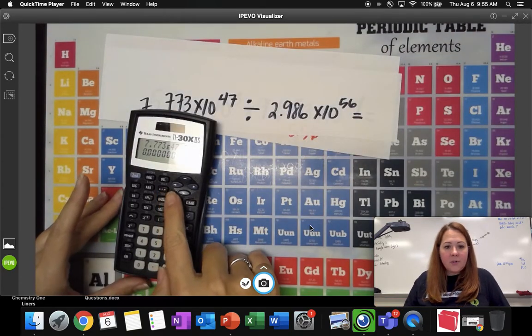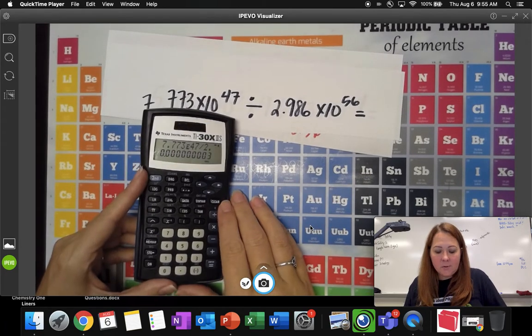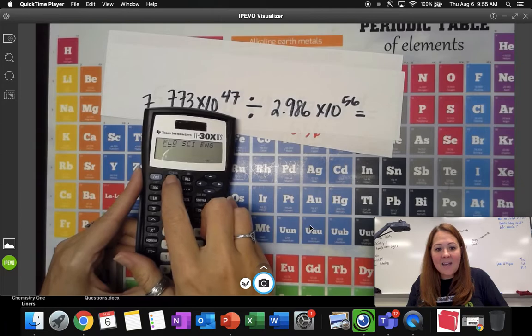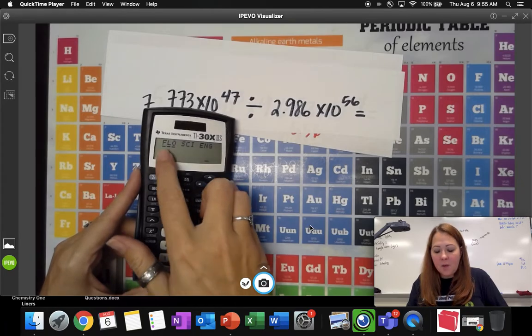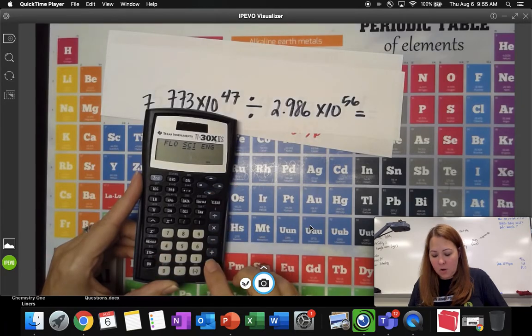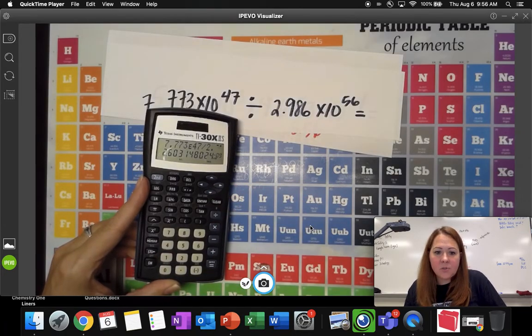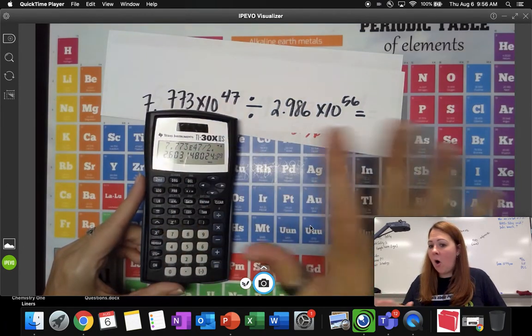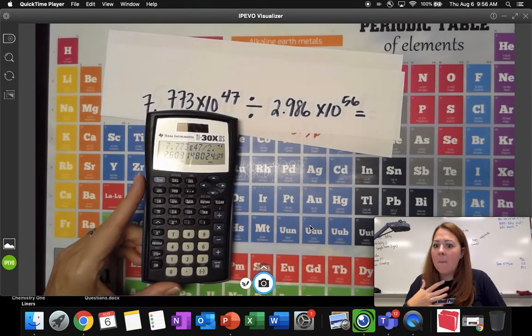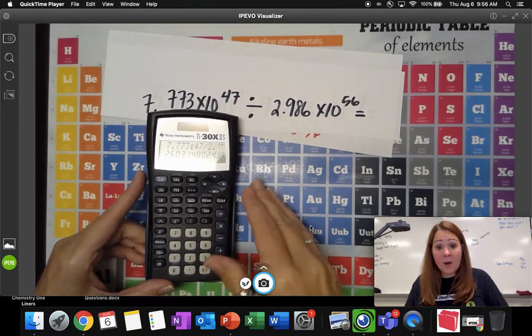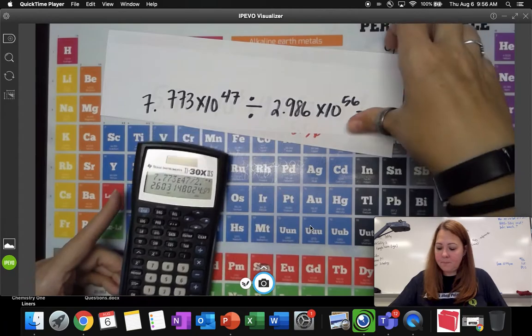If you want to put these calculators into scientific notation all the time, you could go second, and then SCI is scientific notation. Right now it's floating between the two, but we can put it in scientific notation all the time, and then it puts the answer in scientific notation. If you want to give your answer in scientific notation all the time for all of your answers, completely fine with me. It's up to you unless it specifically says write your answer in scientific notation.